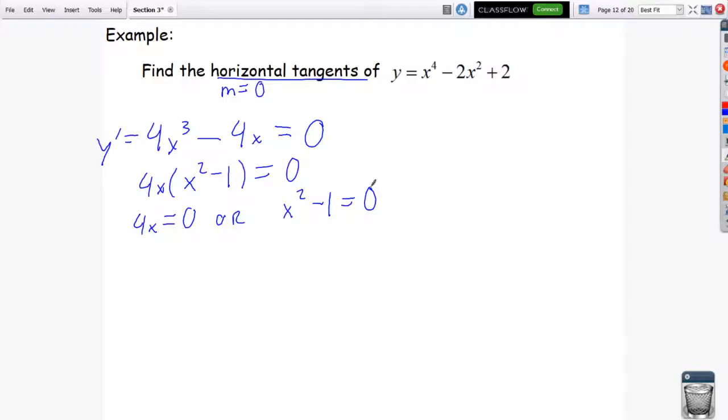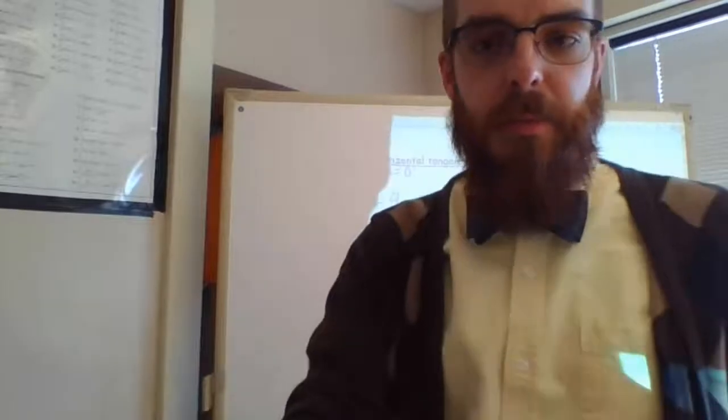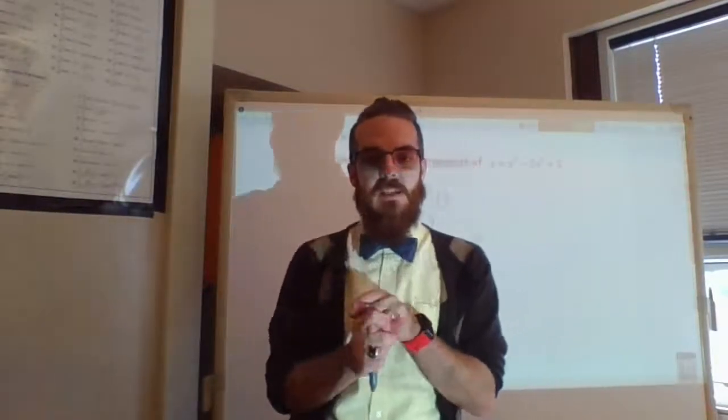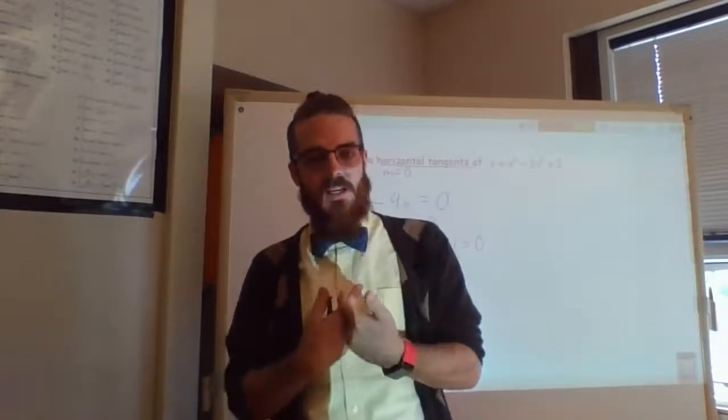Going a little bit further, I need to solve this. I got x equals 0 or x squared equals 1 or x equals plus or minus 1. So I've got 3, I want to emphasize what I'm about to say here. I've got 3 locations of my horizontal tangents, but I don't have 3 horizontal tangents.